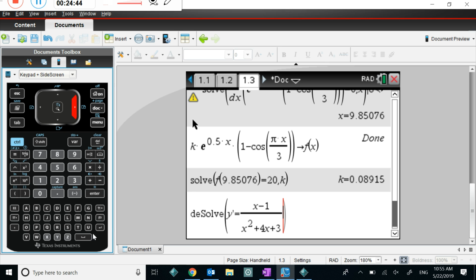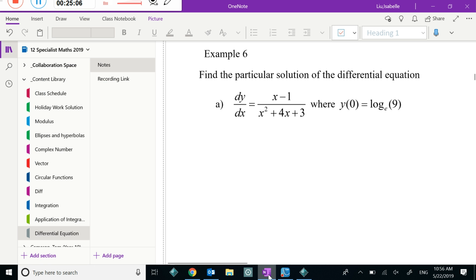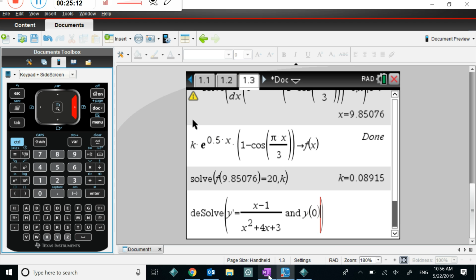What I'll type is a space, like space at the bottom right corner, and type and, A and D. Just type and, another space. So it's space and space. And we can put the initial value in. So the initial value is y0 equals to log e9. Type y bracket 0 equals to log e9.